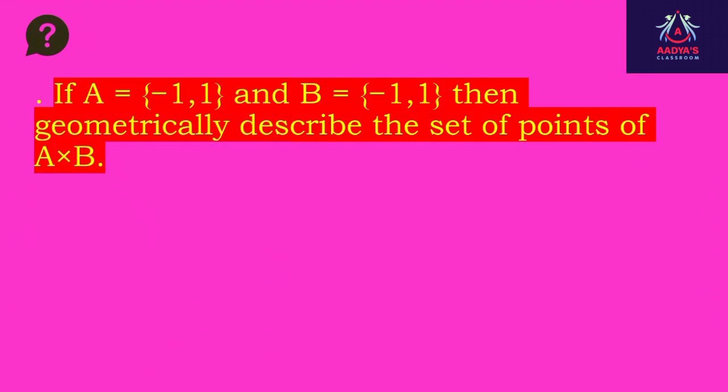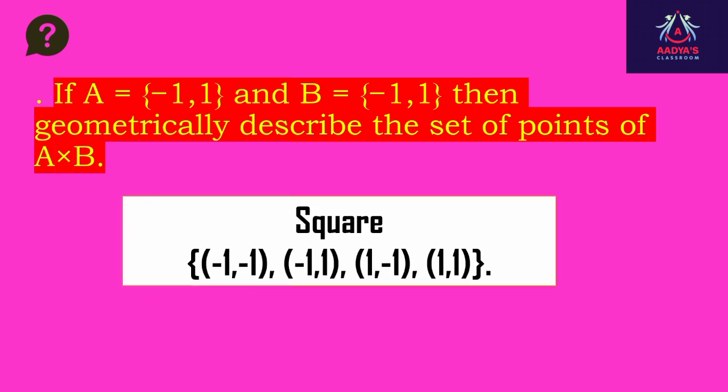If A is equal to {-1, 1} and B is equal to {-1, 1}, then geometrically describe the set of points of A cross B. We'll get a square. We have to first write the Cartesian product A cross B. We'll get (-1, -1), (-1, 1), (1, -1), (1, 1). And if we plot this, we will get the shape of a square.